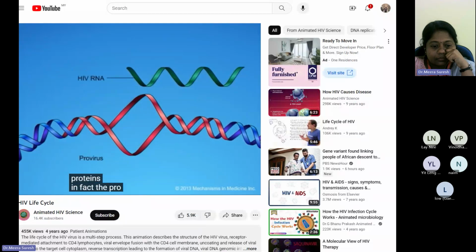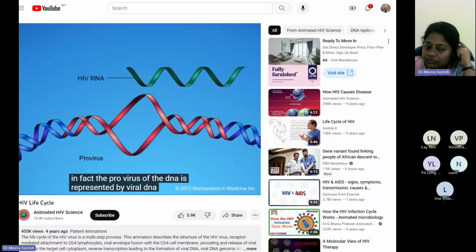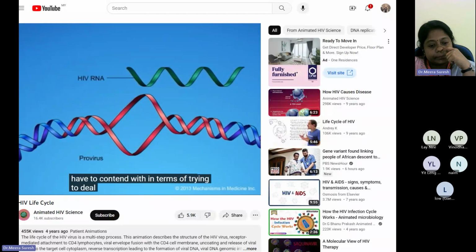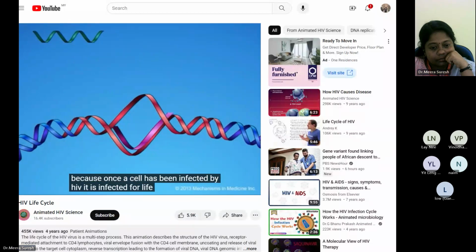In fact, the provirus of the DNA, as represented by viral DNA, may remain dormant over very long periods until the cell becomes activated. This, alas, is one of the most difficult issues that we have to contend with in terms of trying to deal with the HIV infection. Because once a cell has been infected by HIV, it is infected for life.